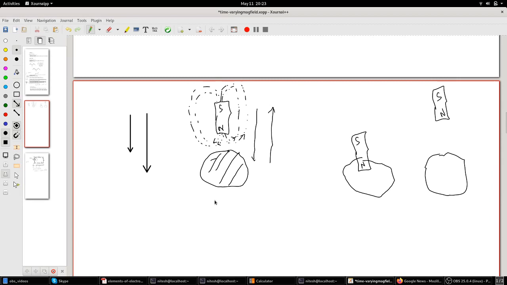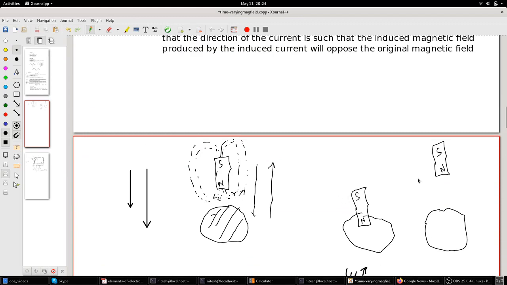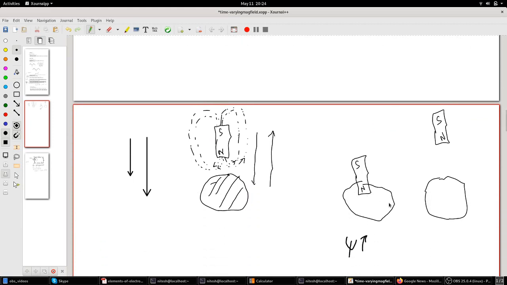So the B dot ds, psi, in this case your psi will be increasing, because it's closer to the loop. Now Faraday's law tells me that it's going to induce a current, because I am moving this back and forth, so the flux is changing with respect to time. The flux through this loop is changing with respect to time.